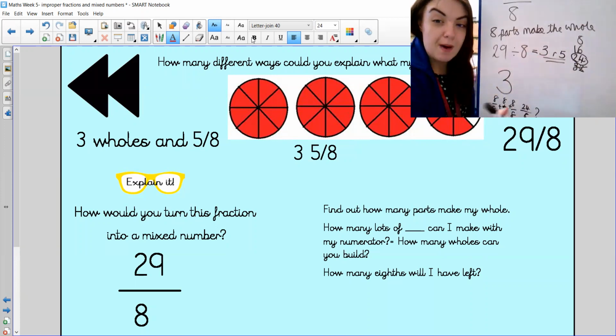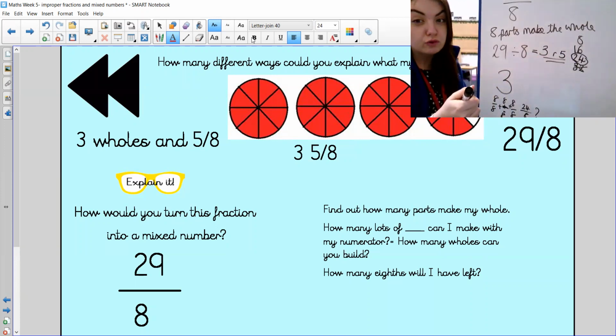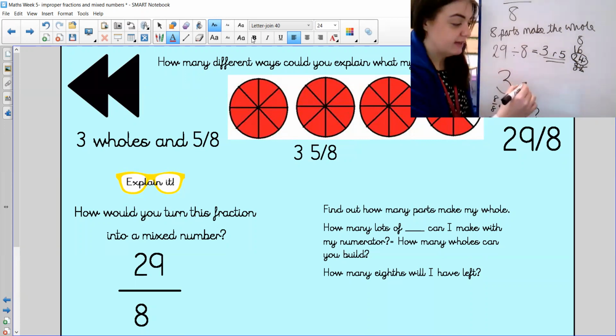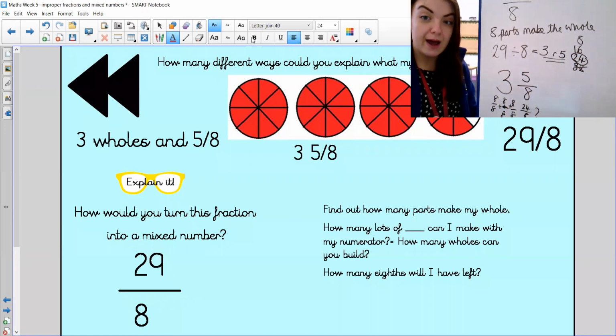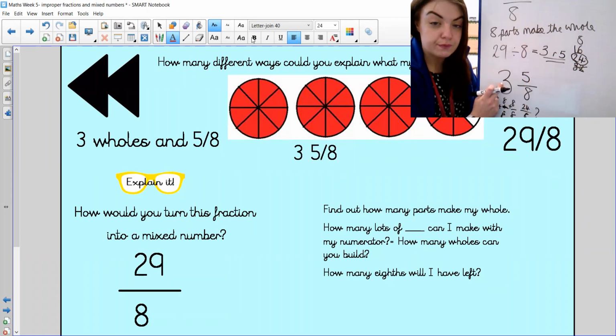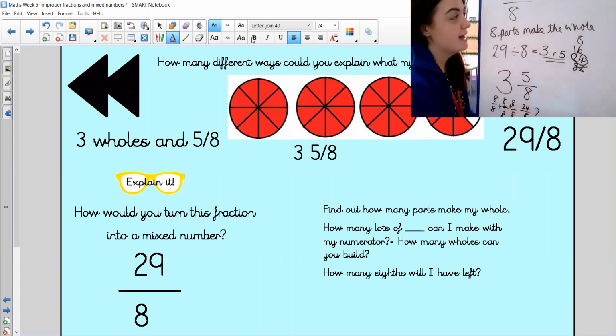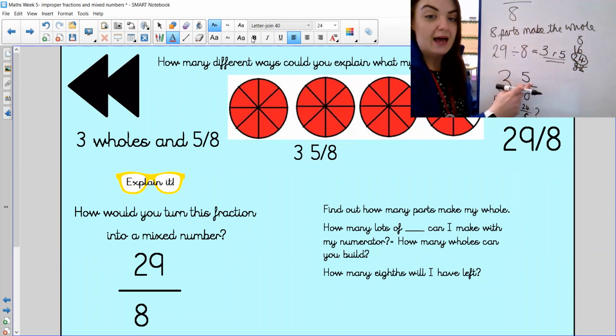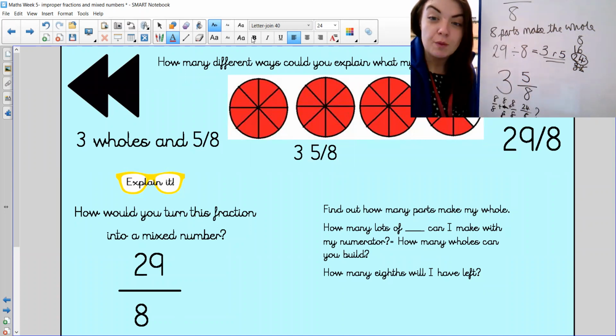I've got 5 left. So remember, those are 5. Are those 5 wholes? No, I've got 5 parts left. So I've got 5 parts left, and I know that each of those parts, how many parts make my whole? 8. So I have 5 eighths left because I've only got 5. I cannot make another whole. Okay, because I've only got 5 eighths left. Wonderful. So 29 eighths as a mixed number is 3 and 5 eighths. Okay, so well done to you if you got that right and remembered those really important key steps.